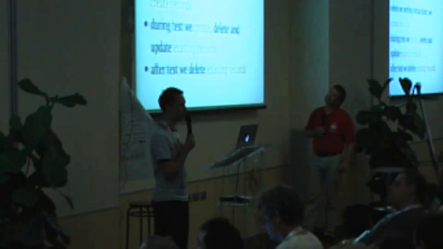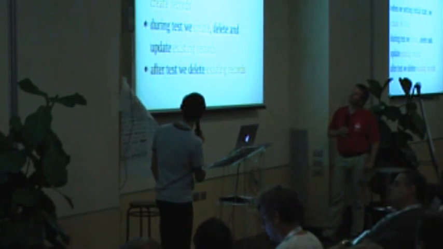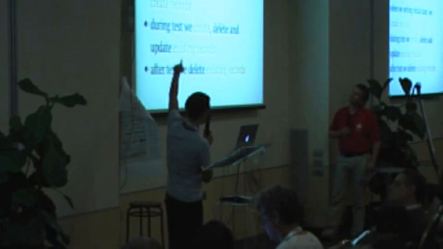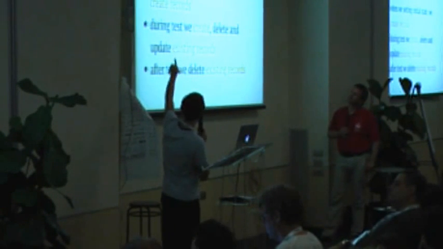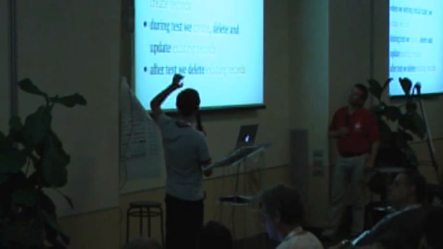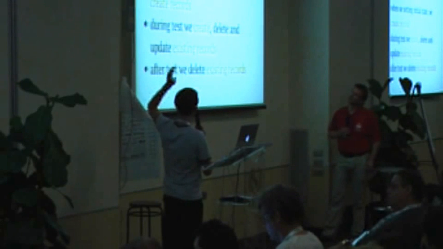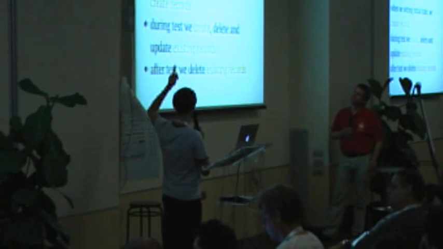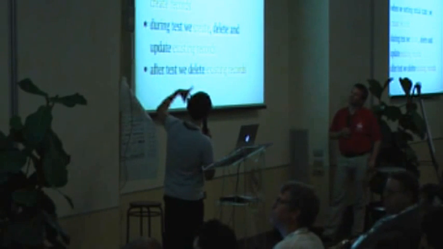Okay, let's think about this one more time. What we need is a clean state. What do we have? Before the test we have an empty database. When we are setting the initial state, we create records. So during tests, code creates, deletes, and updates existing records. And after all, we have to delete existing records.